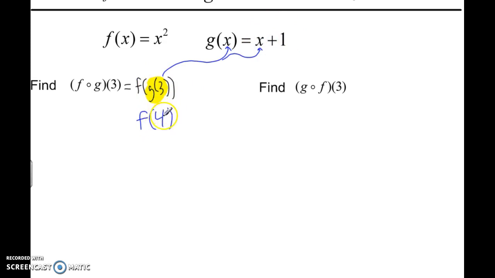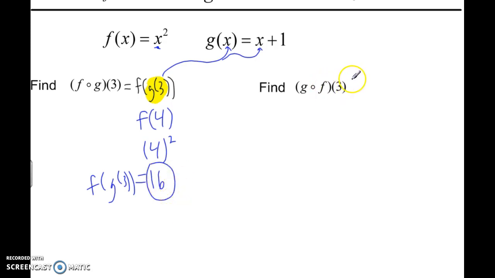That's now what we're plugging into the f function. So it's kind of like function notation twice. It's a function inside of another function. So now this gets plugged in wherever there's an x in the f function. So this would just be 4 squared, which is 16. So our answer is 16. The answer to f of g of 3 is 16. This is the name of it. It does not mean f times g times 3. It's f of g of 3. And the answer of that is 16.